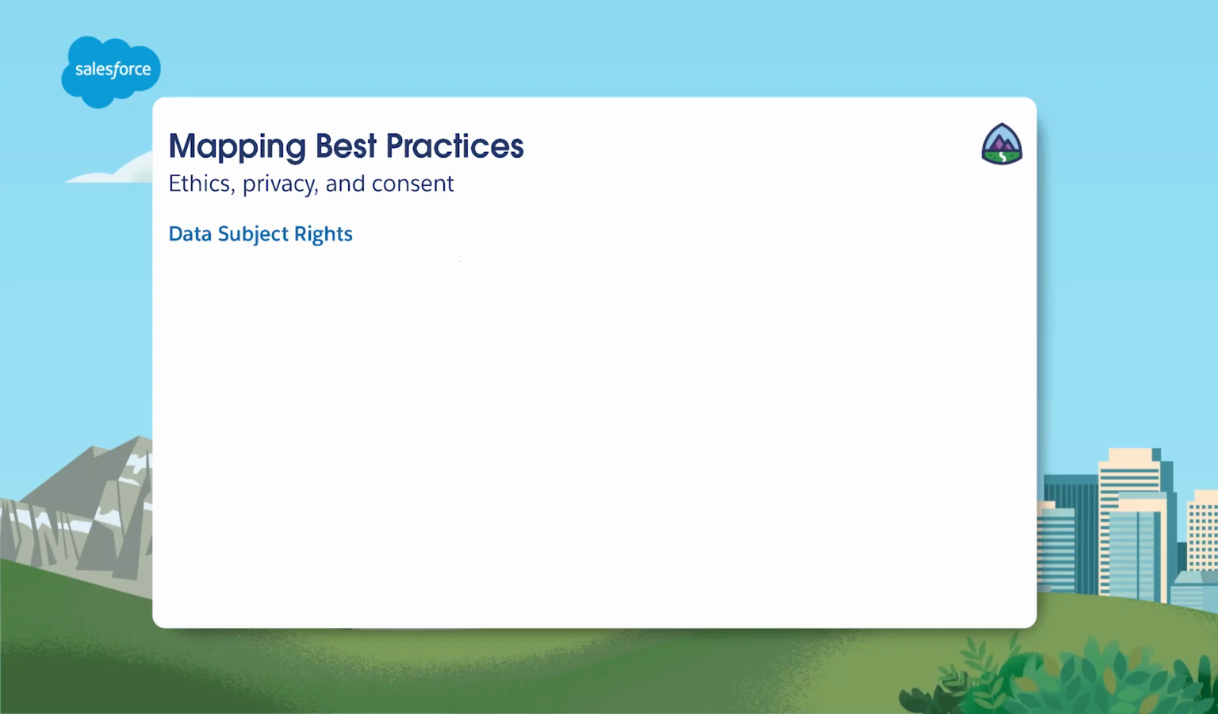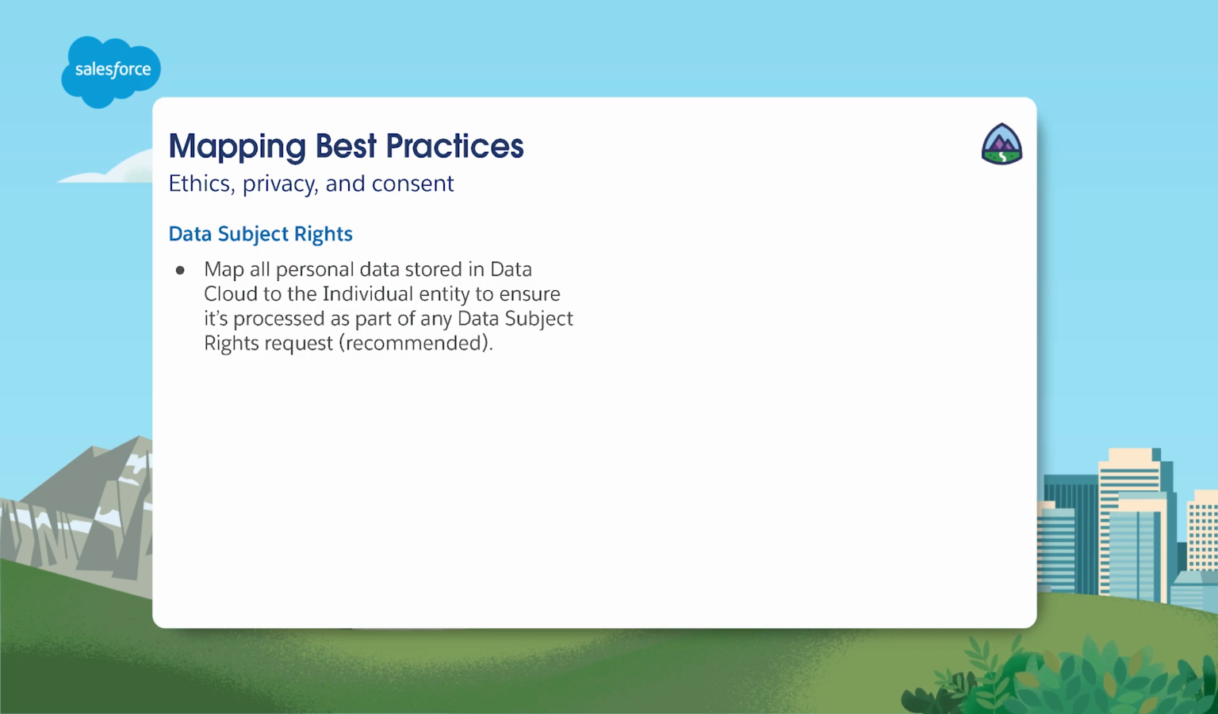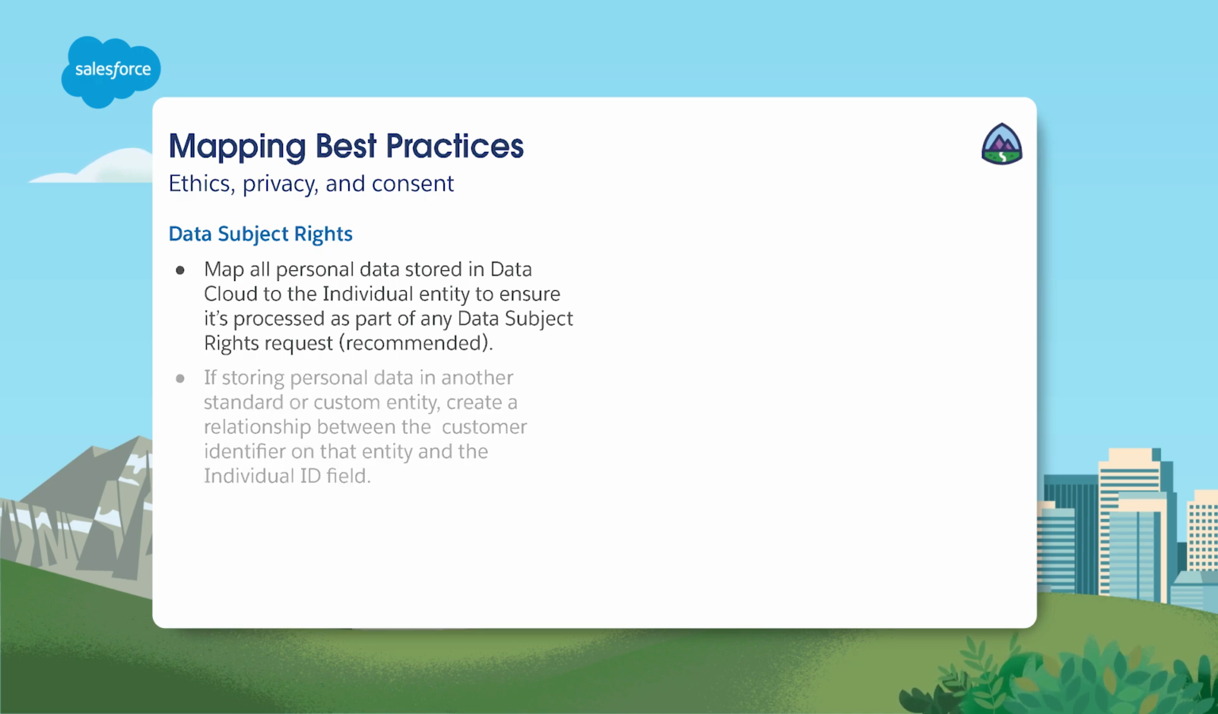For data subject rights, map all personal data stored in Data Cloud to the individual object to ensure it's processed as part of any data subject's rights request. And if storing personal data in another standard or custom object, create a relationship between the customer identifier on that object and the individual ID field.